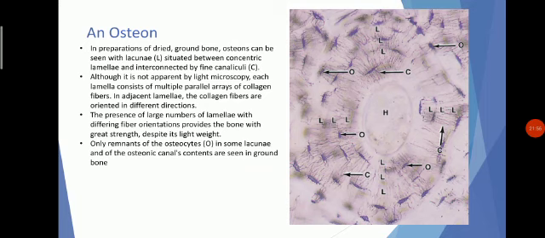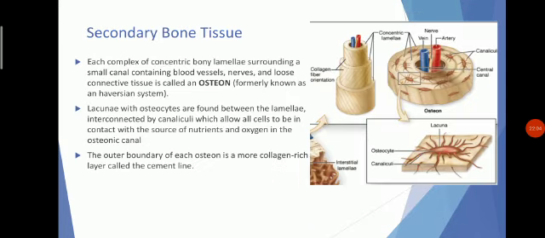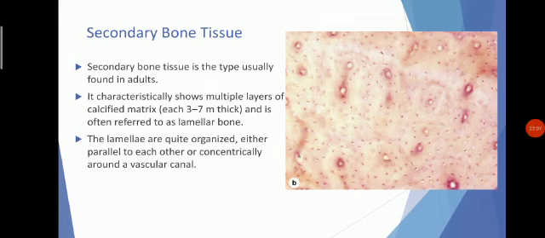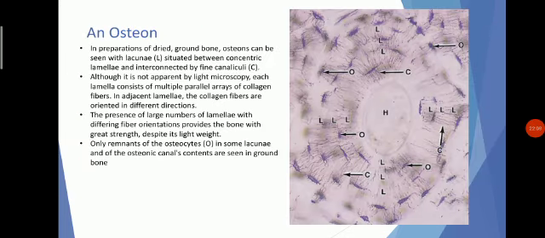In preparations of dried ground bone, osteons can be seen with lacunae situated between concentric lamellae. These are the lamellae, interconnected by fine canaliculi.